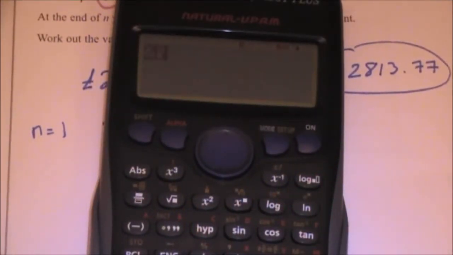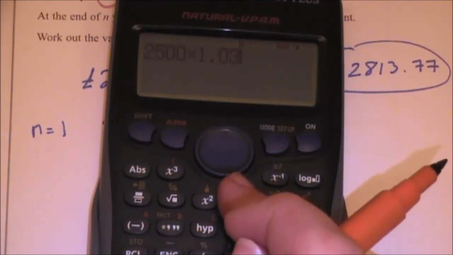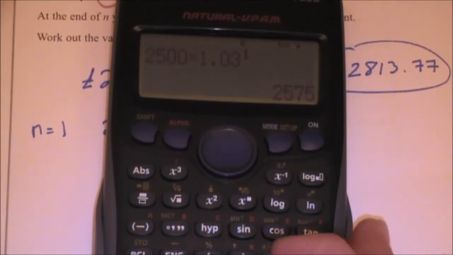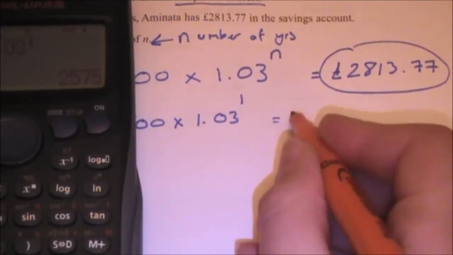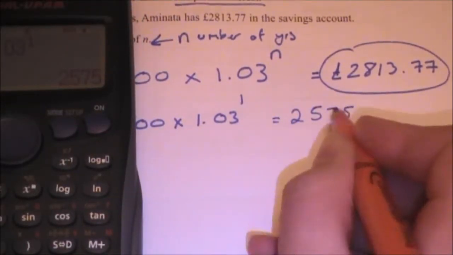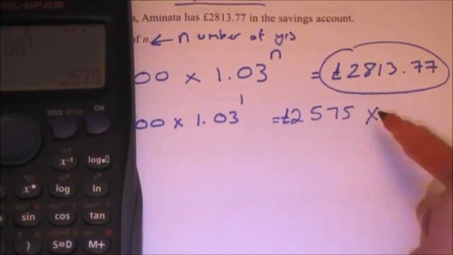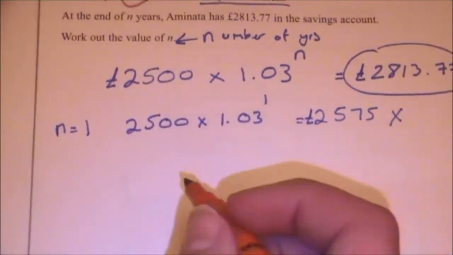I've got 2,500 times by 1.03 raised to the power of, so that's the x with the empty box, raised to the power of 1. And I'll press equals, and that gives me 2,575. So that equals £2,575. Is that what I wanted? No, it's not. It's way too small. I wanted 2,800.